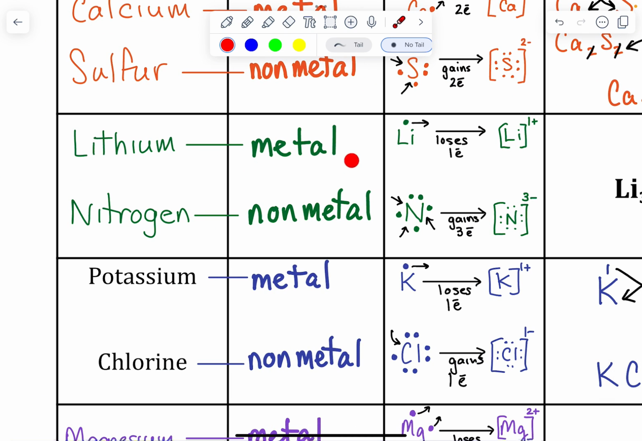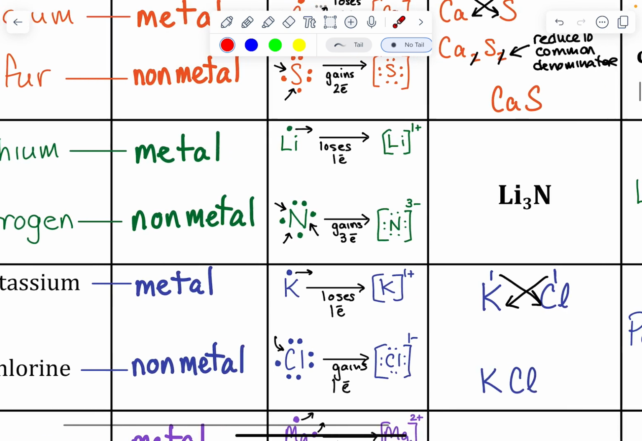Lithium and nitrogen. Lithium is our metal, nitrogen is our nonmetal. Lithium has 1 valence electron because it's in column 1. It will lose that 1 valence electron to have a charge of +1. Nitrogen is in column 5. It has 5 valence electrons. It will gain 3 to become stable, so nitrogen will have a charge of 3 negative.